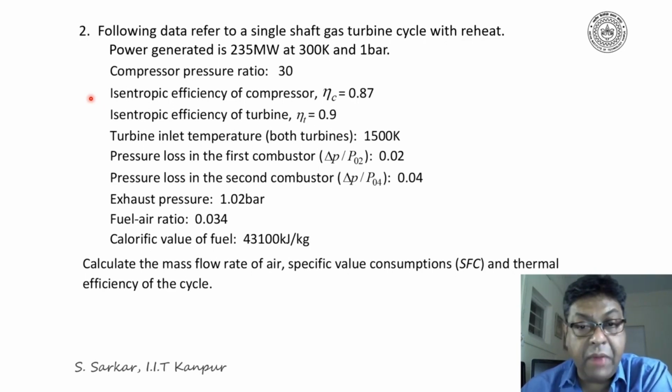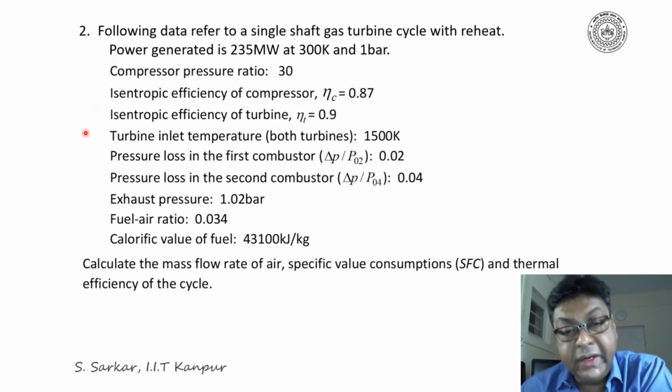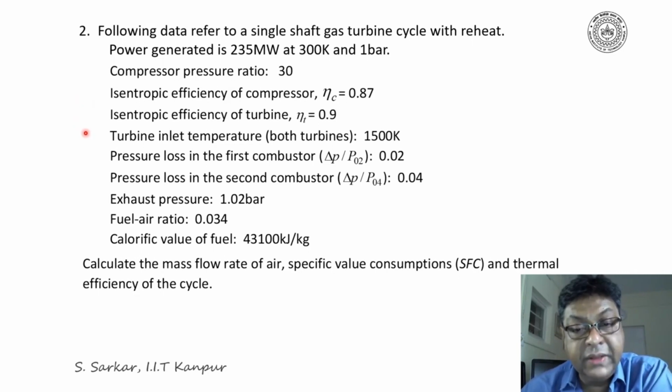Isentropic efficiency of turbine eta T is 0.9. Turbine inlet temperature, for both the turbines, is 1500 Kelvin. Pressure loss in the first stage combustor, del P divided by P02, is equal to 0.02. Pressure loss in the second combustor is equal to 0.04. Exhaust pressure is given as 1.02 bar.